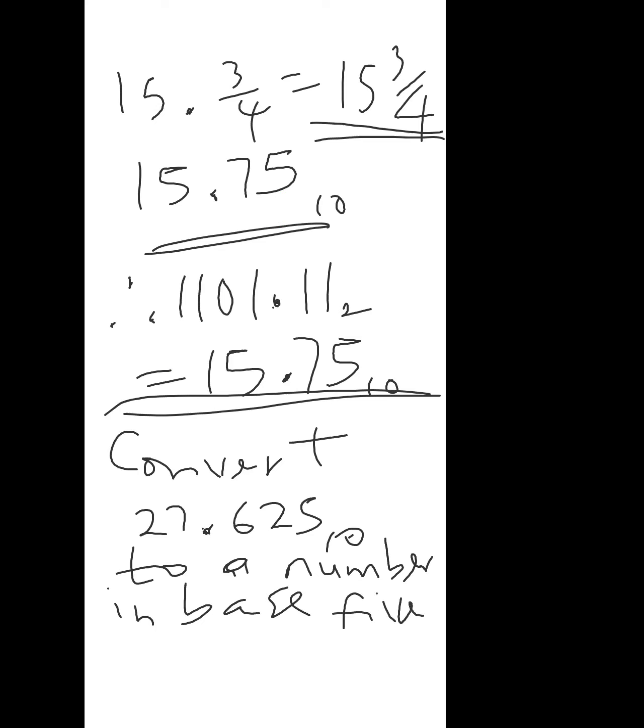Please write down this because I'm going to the next slide. 27.625 is in base 10. Now we want to convert to any other base. It can be base 2, it can be any other one, but the same procedure will work if we are going to base 5. We are not going to repeat this same thing; there is another aspect we are going to explore in that one. So 27.625 base 10 to a number in base 5. Let's quickly go for that.